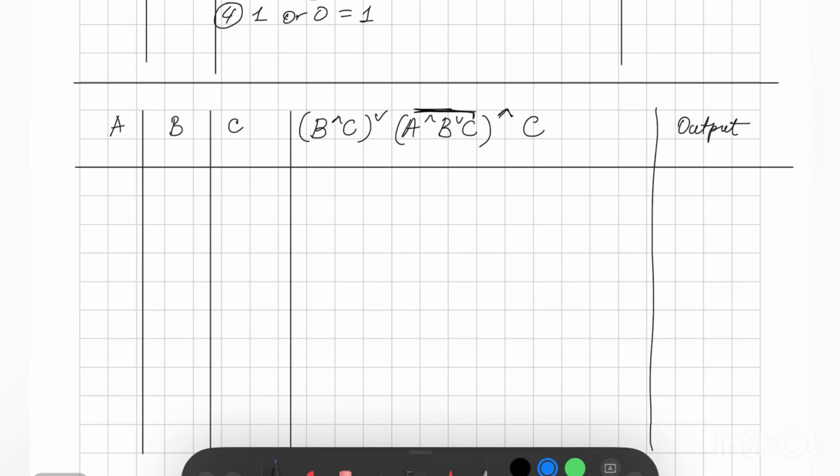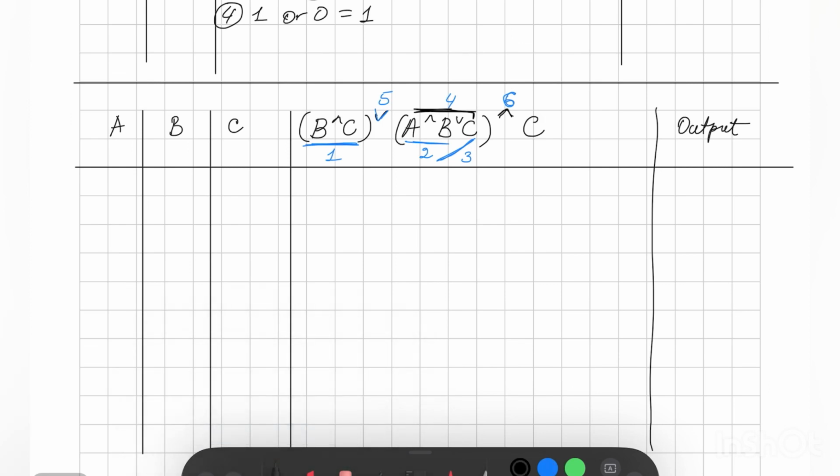First, we will do this bracket. Second, we'll do AND. Then we'll do result of the 2 and with C. And the fourth step will be not. Fifth step will be this or. And sixth step will be this AND.